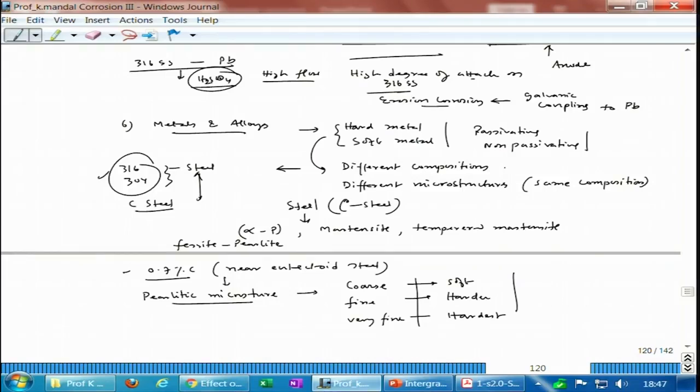Now, in the next class, we will talk about cavitation and fretting corrosion. So, then we will end erosion corrosion. So, till then, let me stop here. We will continue discussing two special erosion corrosion modes, one is cavitation, one is fretting, in our next lecture.